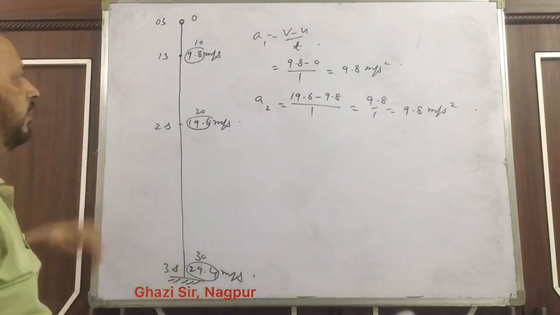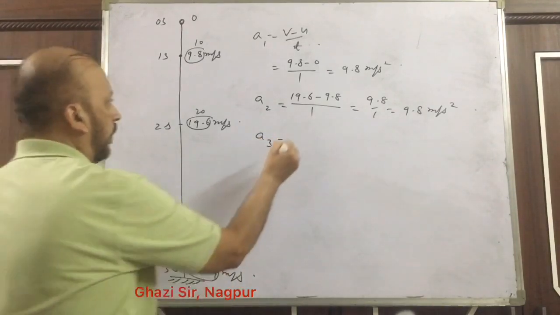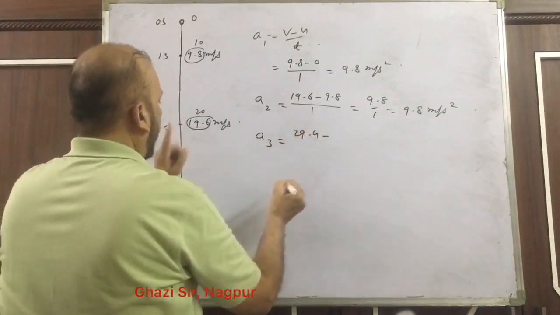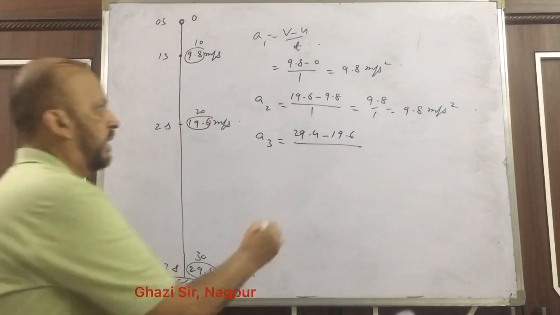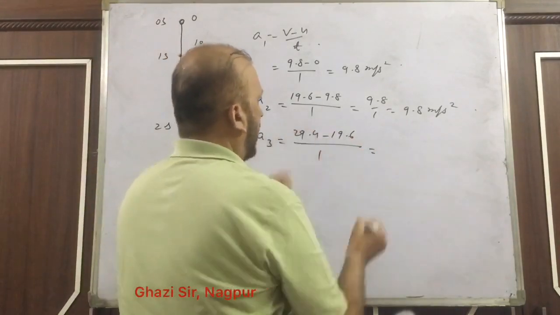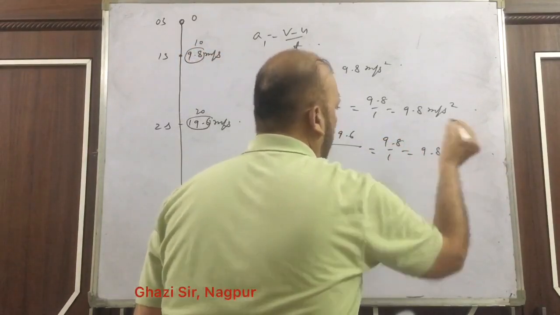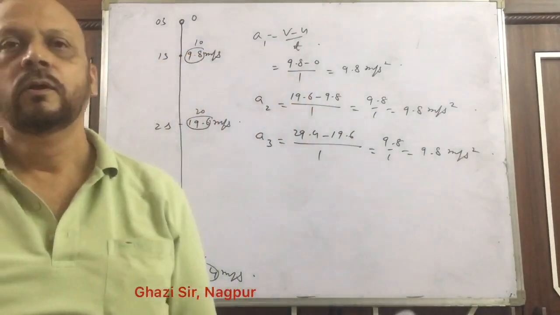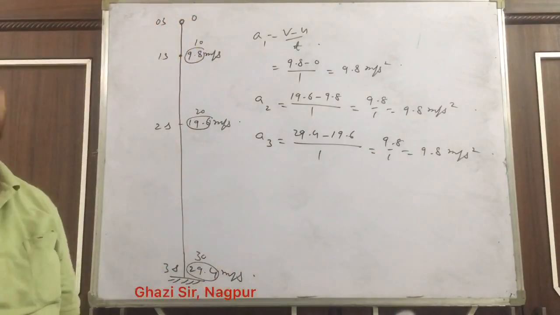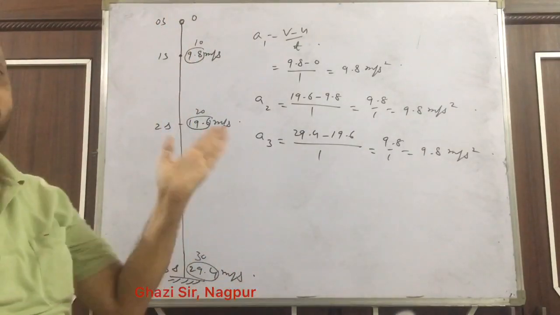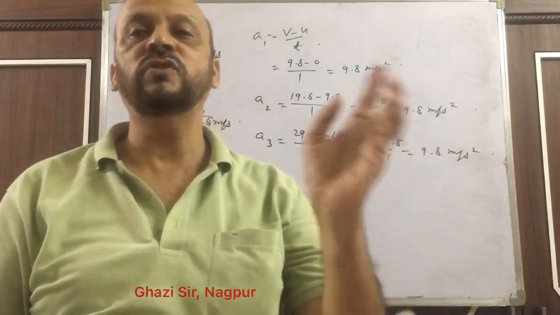Between these 2 points again, a3: 29.4 minus 19.6, time difference 3 second minus 2 second is 1 second. Difference आएगा 9.8 upon 1, that is 9.8 meter per second square. So acceleration remains constant throughout the path, but velocity is increasing. As the object is falling downward, after every second its velocity is increasing due to the force of attraction of earth, that is, due to the force of gravity.